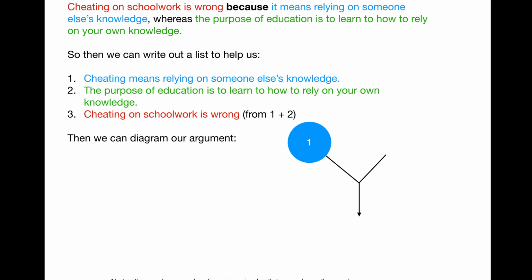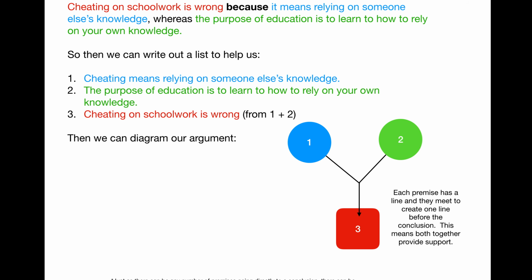We have our circle, our premise 1. We have our premise 2. And then we have our conclusion, and premise 1 has a line going from it, and premise 2 has a line going from it. But those lines meet and make one line to go to our conclusion, because we need both of them. It's the connection of them that makes our argument work. Okay, so each premise has a line, and they meet to create one line before the conclusion.